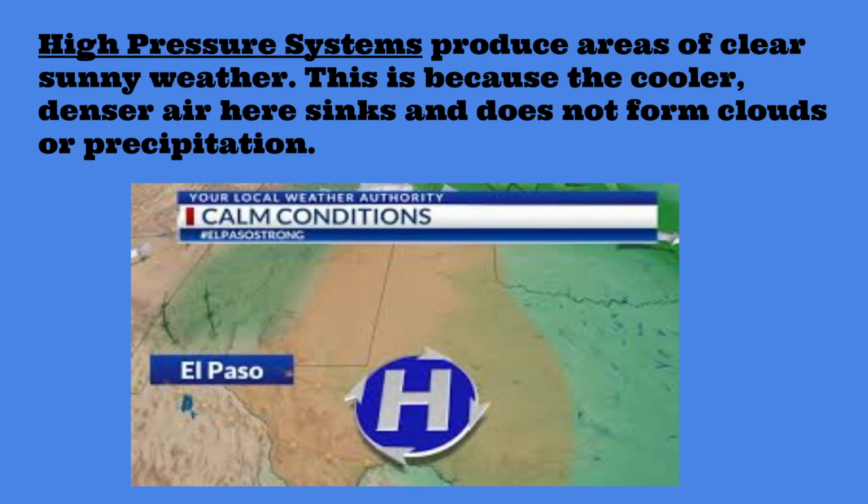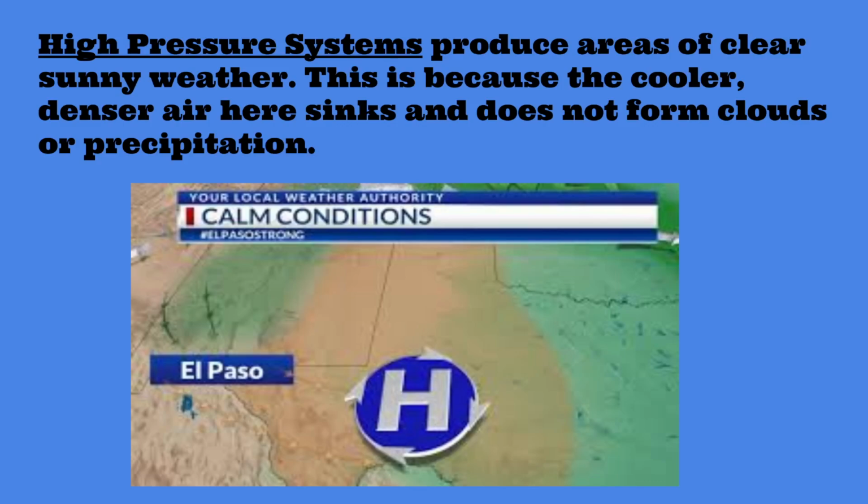This is because the cooler, denser air is going to sink. And if the air is sinking, this is not going to create clouds, which means no clouds, no rain, right? So also think about high pressure systems like this. Again, high, high, happy, happy, clear skies and sunshine.